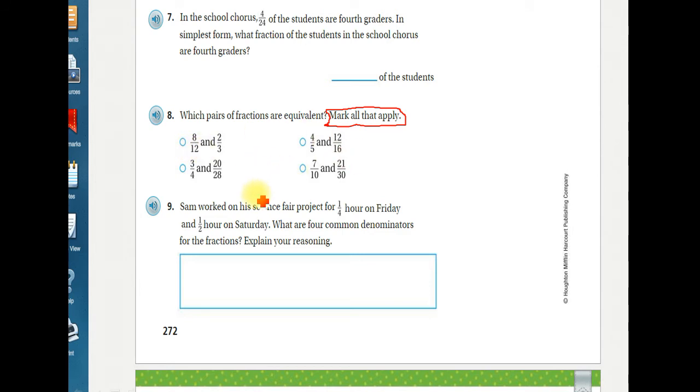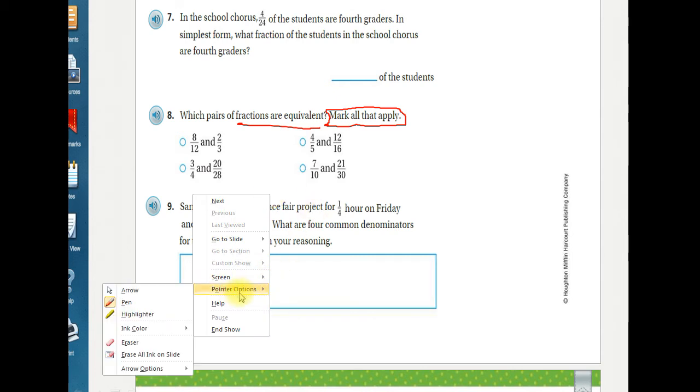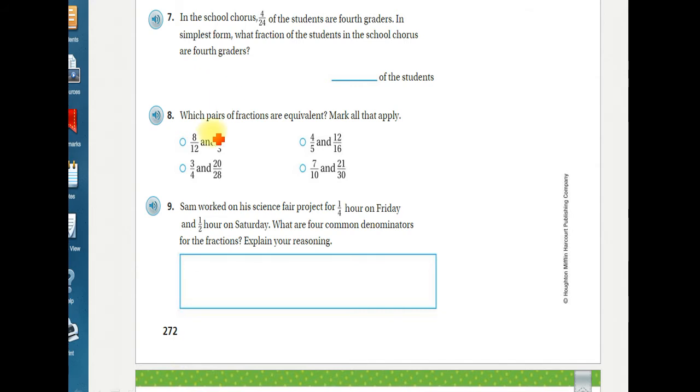We don't know, but we got to check each one, and if they are equivalent fractions, then we fill in the dot next to it. So for however many that could be, it could be all of them, it could be one of them, I mean heck, it could be none of them. But let's check. Okay, 8/12 and 2/3.